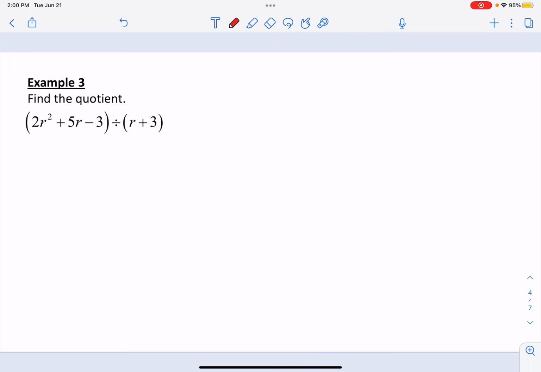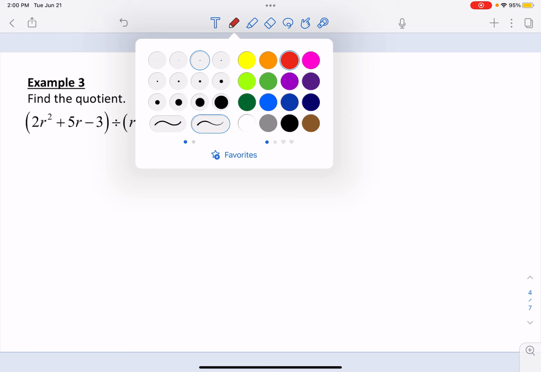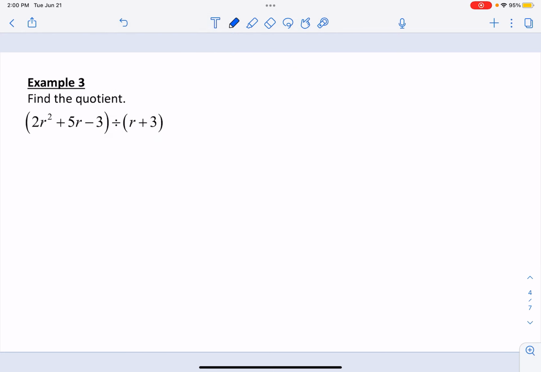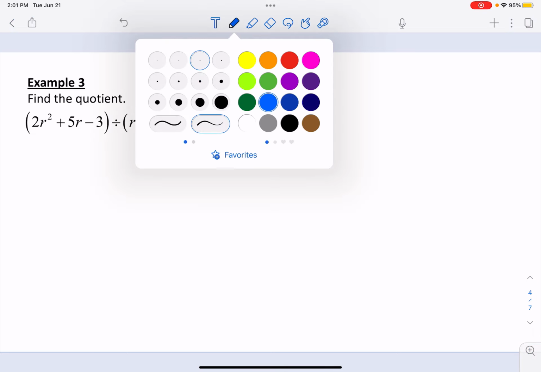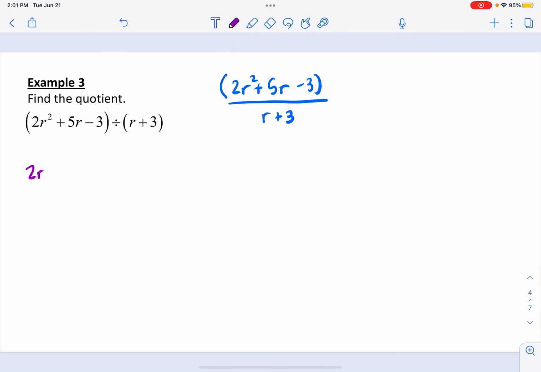Okay, so finding this quotient. So I have 2r squared plus 5r minus 3 divided by an r plus a 3. So I need to first try and factor that. Okay? So as I try and factor that, I'm going to do my factoring work over here to the side. And I do what they call the 5-step method.